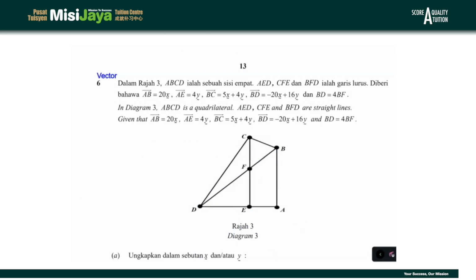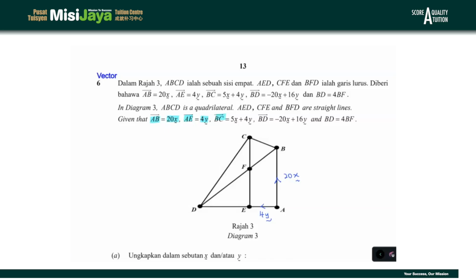Let's look at question number 6. This is on vector. In diagram 3, ABCD is a quadrilateral. Quadrilateral means anything that has 4 sides. And AED, CFE, and BFD are straight lines. Given that vector AB is 20x, so we label here A to B. The direction matters for a vector. So this is 20x. And then vector AE is 4y, so here, this is 4y.